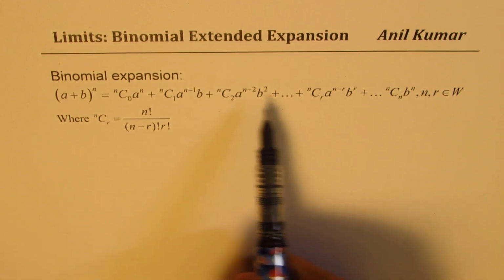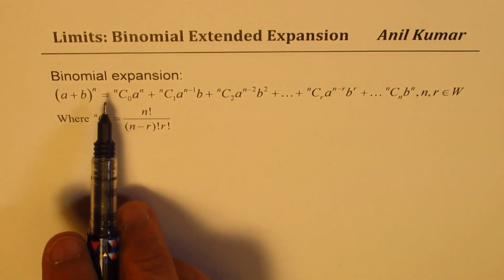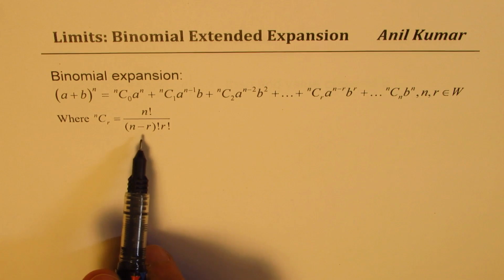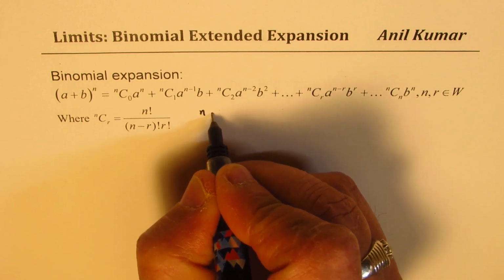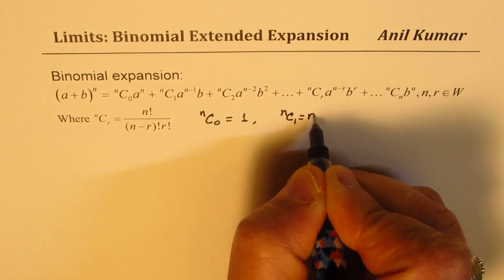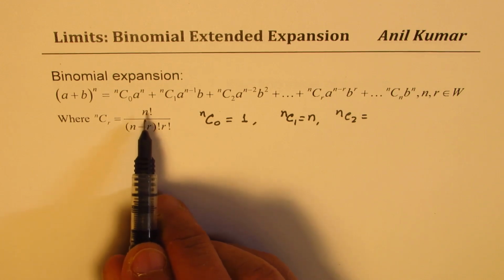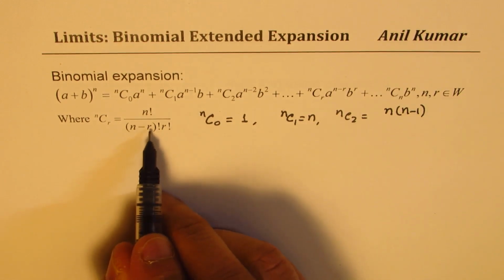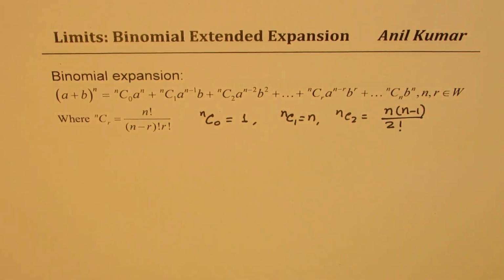Here, the exponents n and r are whole numbers, non-negative integers. The binomial coefficient nCr is n factorial over n minus r factorial times r factorial, right? So we should write a few terms here which are going to help us. nC0 is going to be 1, nC1 is going to be n, nC2 is going to have two terms in the numerator, which will be n times n minus 1. The rest will cancel, right? And r factorial will give you 2 factorial here. Do you see that? So nC2 will be this.